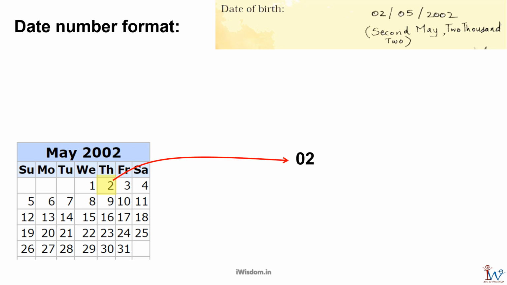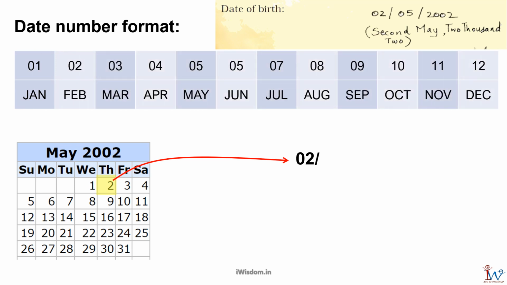In order to write the date in number form, first we write the date, which is 02. Then we write a slash beside it. Then we have to write the month. Since writing the entire month, January, February, and so on, will be tedious, we have found a shortcut. We number all the months serially from 01 to 12 as follows. January is represented as 01, February is represented as 02, and so forth, where December is represented as number 12. So in this specific case we represent the month May as 05.